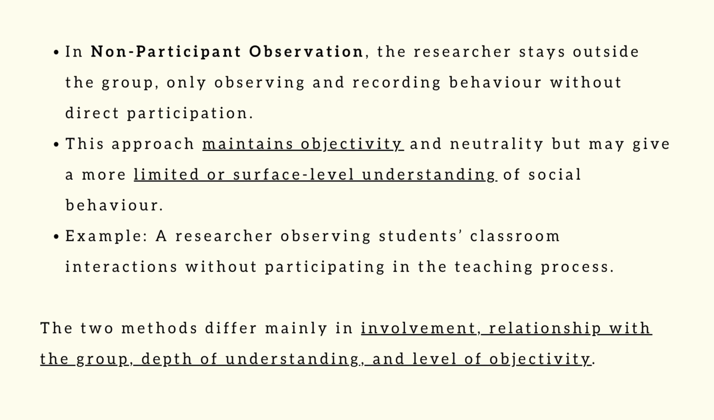In non-participant observation, the researcher does not participate in the group's activities, but only watches and records behavior from a distance. Here, the observer remains an outsider and does not influence the situation. This helps in maintaining objectivity and neutrality, but the understanding may be more superficial since the observer does not share the group's experiences. For example, a researcher observing classroom behavior without taking part in teaching is doing non-participant observation.